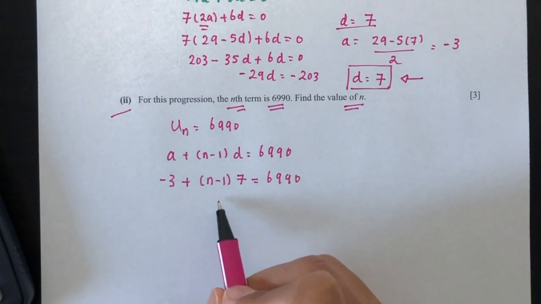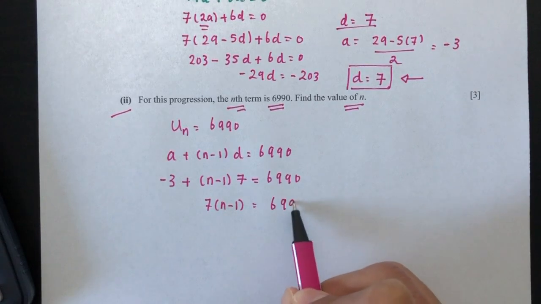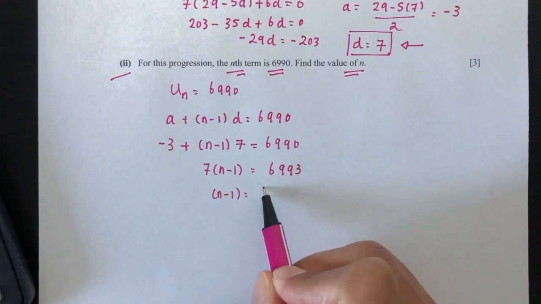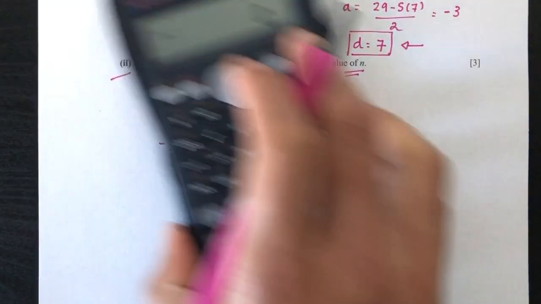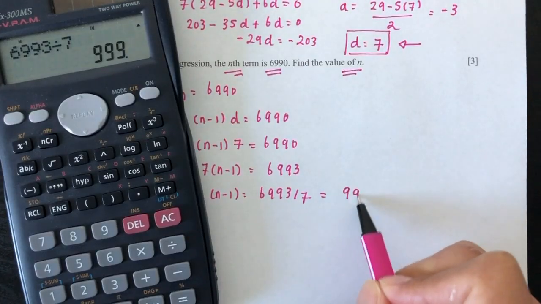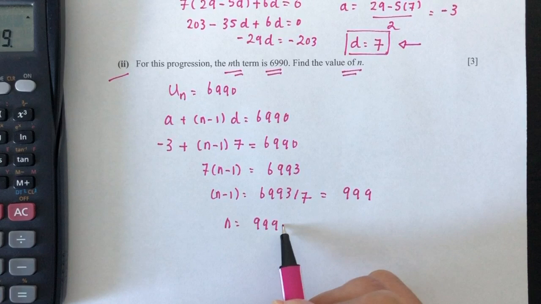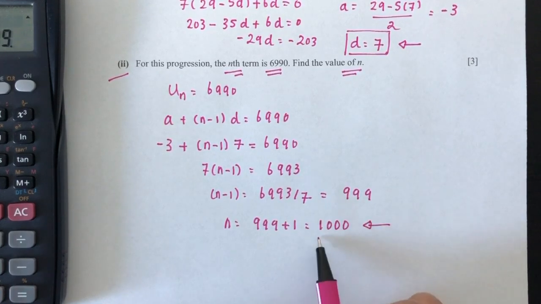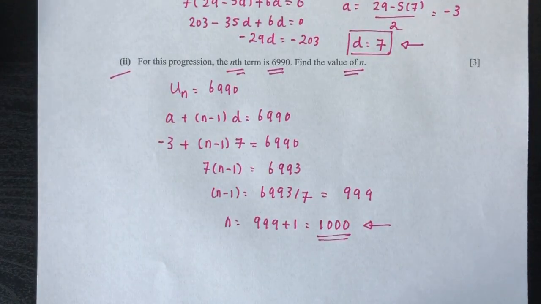Now from this we have n minus 1 times 7 equal to 6993. So n minus 1 equal to 6993 divided by 7. So 6993 divided by 7 will be 999. So n will be 999 plus 1, equal to 1000. This is the value for n. Okay, so that will be question number 10.